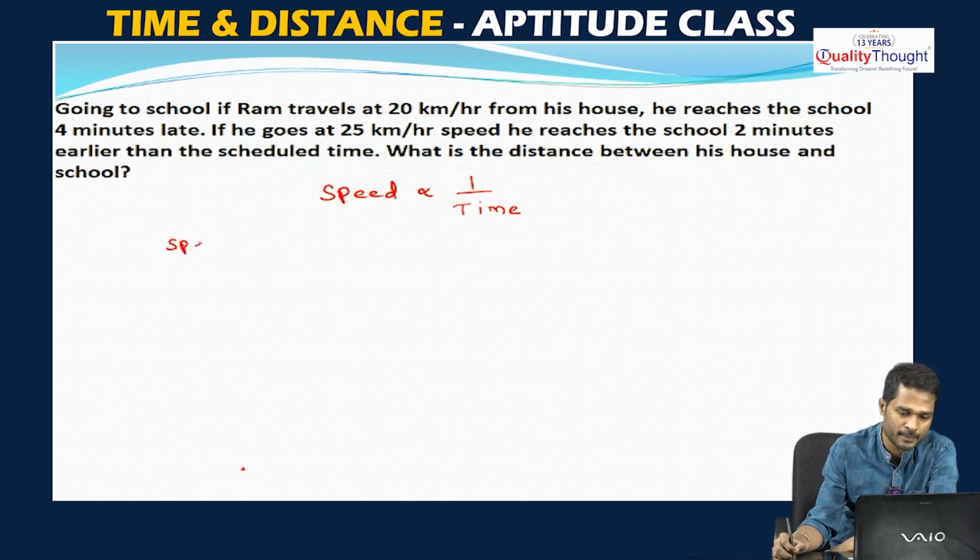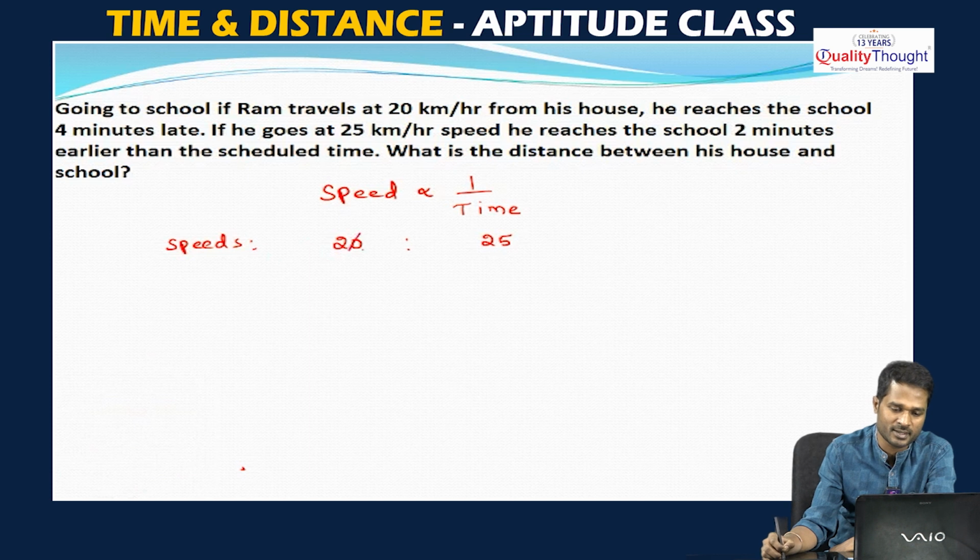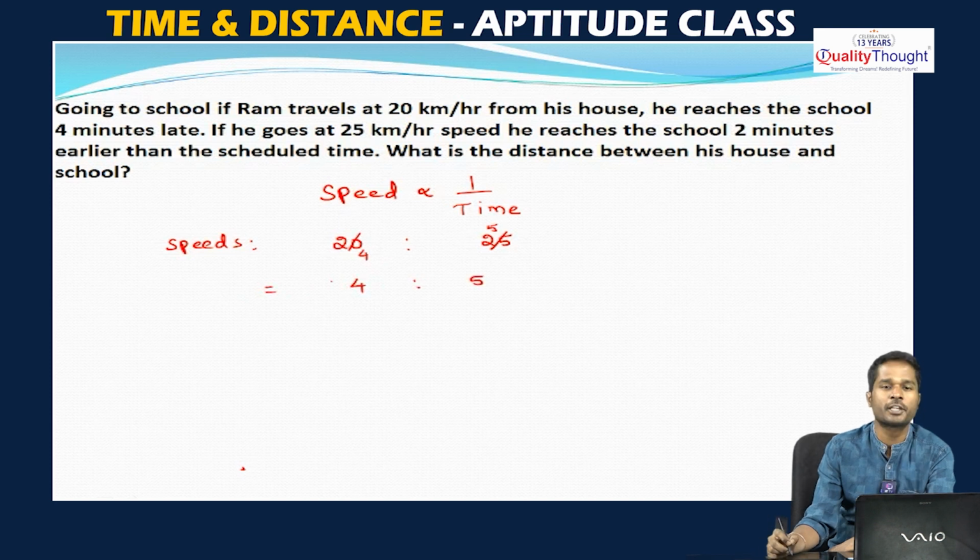So the speeds, which is first speed he travelled with 20 kilometers per hour, next he travelled with 25 kilometers per hour. So let's find out the ratio of the speeds. This is 5 4s, this is 5 5s. So the speeds ratio is 4:5. So the ratio of the speeds is 4:5 in both the cases.